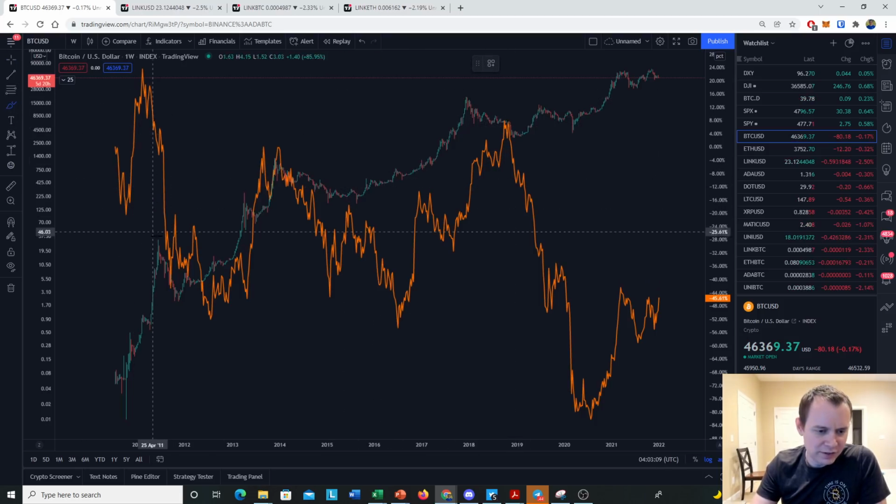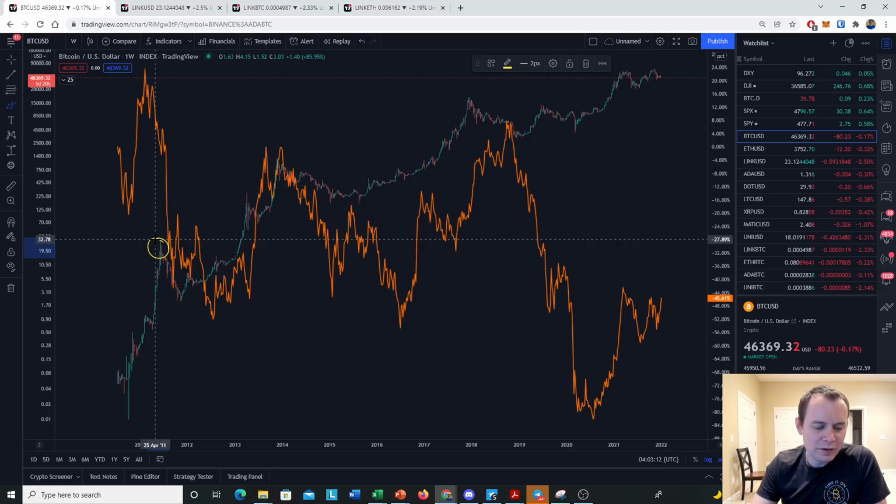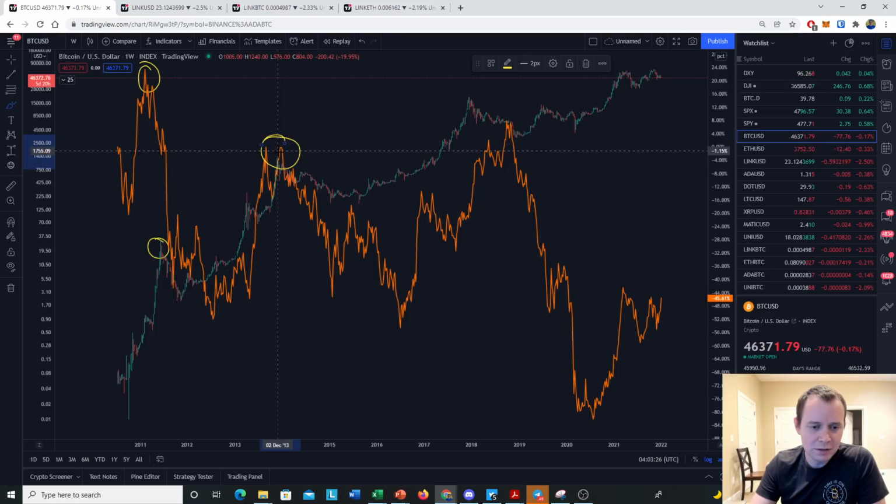Okay, so for instance, this peak on Bitcoin's price actually happened after Treasury yields peaked over here. So the first one happened after. This one more or less happened right around the same time, right? So Treasury yield peak, Bitcoin peak. The third one happened after Bitcoin had peaked.